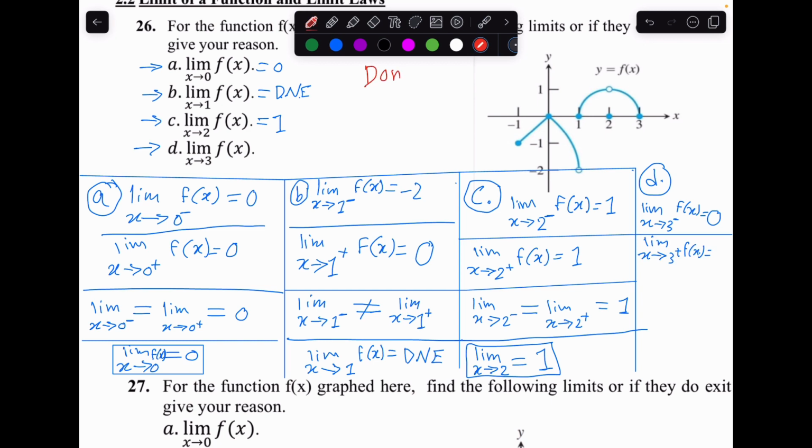Our domain of the function is from -1, closed bracket, until 3, closed bracket, except y equals 1.